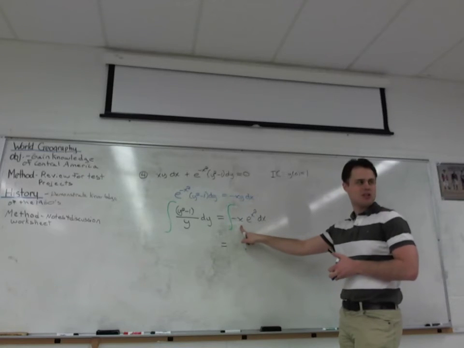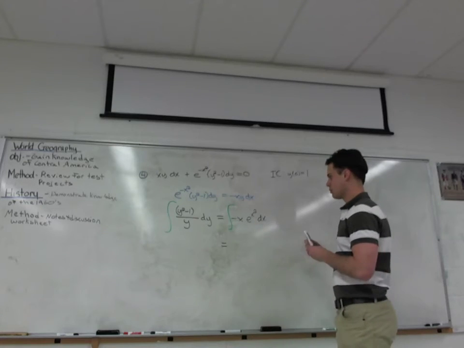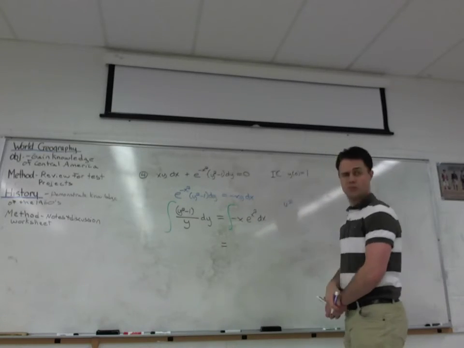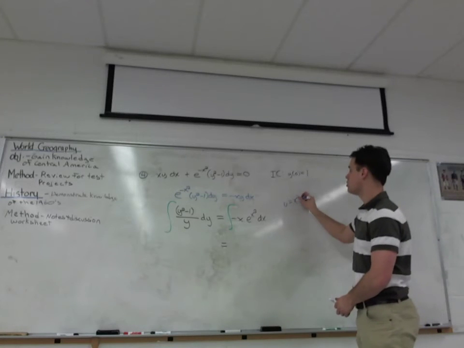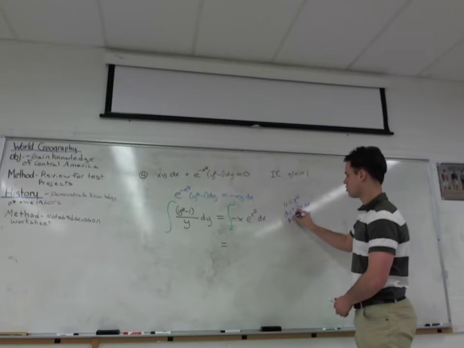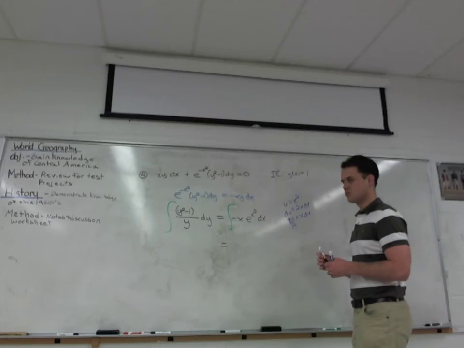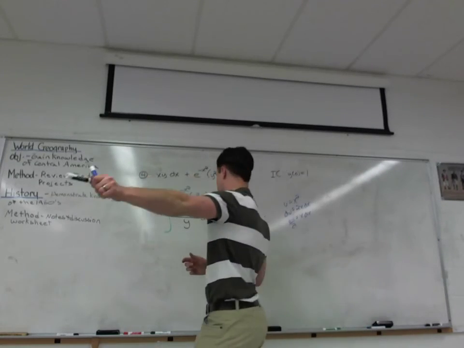Is this going to be easy to integrate? It's the product rule. U is e to the x squared. U is x squared, so du is 2x dx. We've got an x dx right there. I just thought I'd write it out in case you guys wanted it.